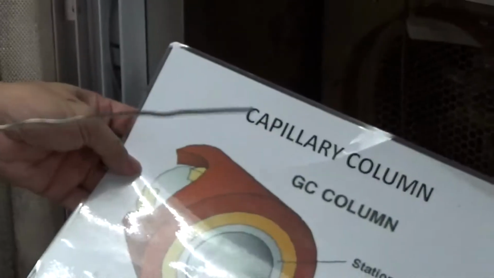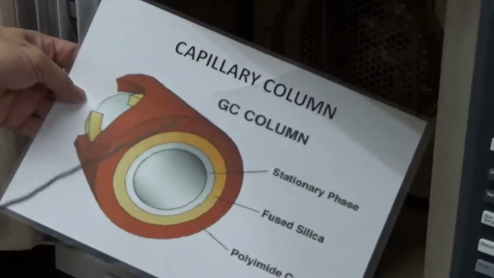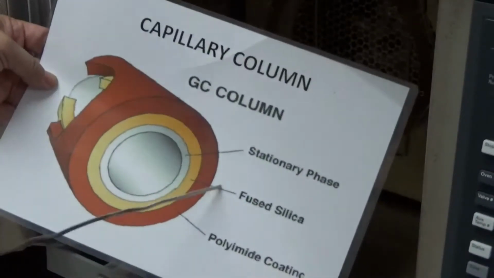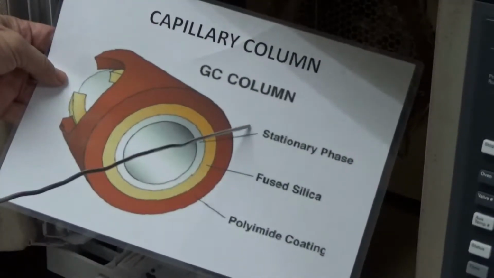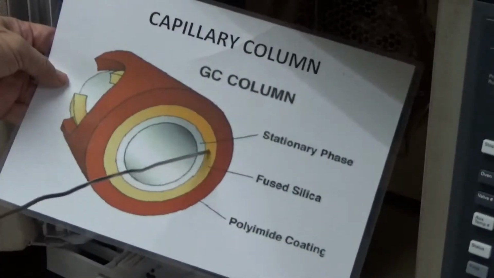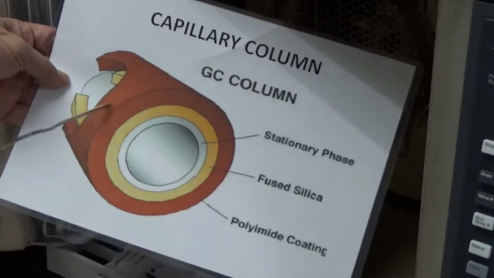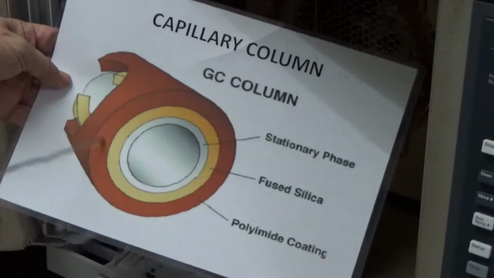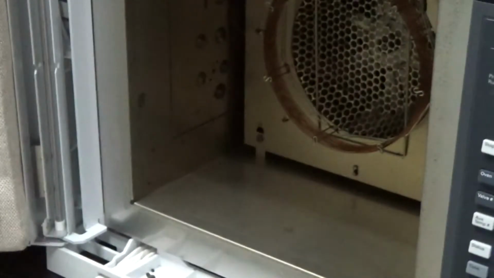Next is the capillary column. The capillary column is one of the most common columns that we use. This is the diagram for a normal capillary column. We have the stationary phase layer at the outer, the middle part is the fused silica, and the inner layer is the polyimide coating.